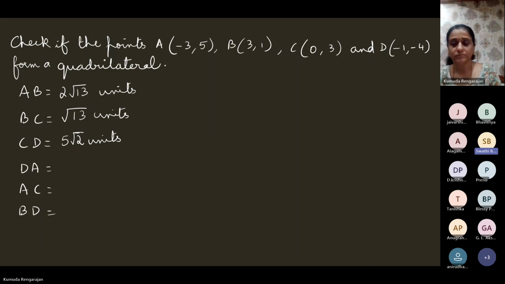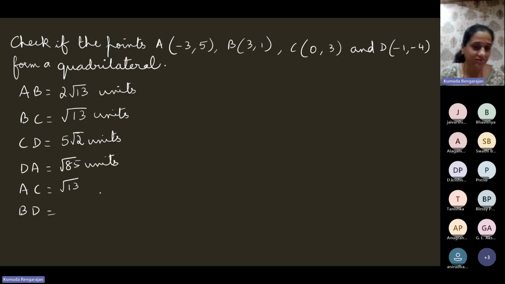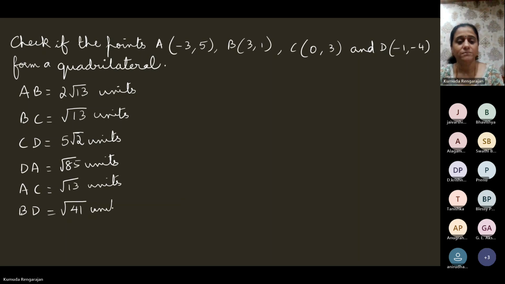Root 85 for DA, ma'am. Swati, root 85, correct. Ma'am, root 13 for AC. Root 13 for AC, Bhavishya. Yes, that's right. Good, good. Root 41 for BD. Correct. So that's Blessy. Yes, ma'am. Very good. Root 41. Yes, I have root 41. Okay.